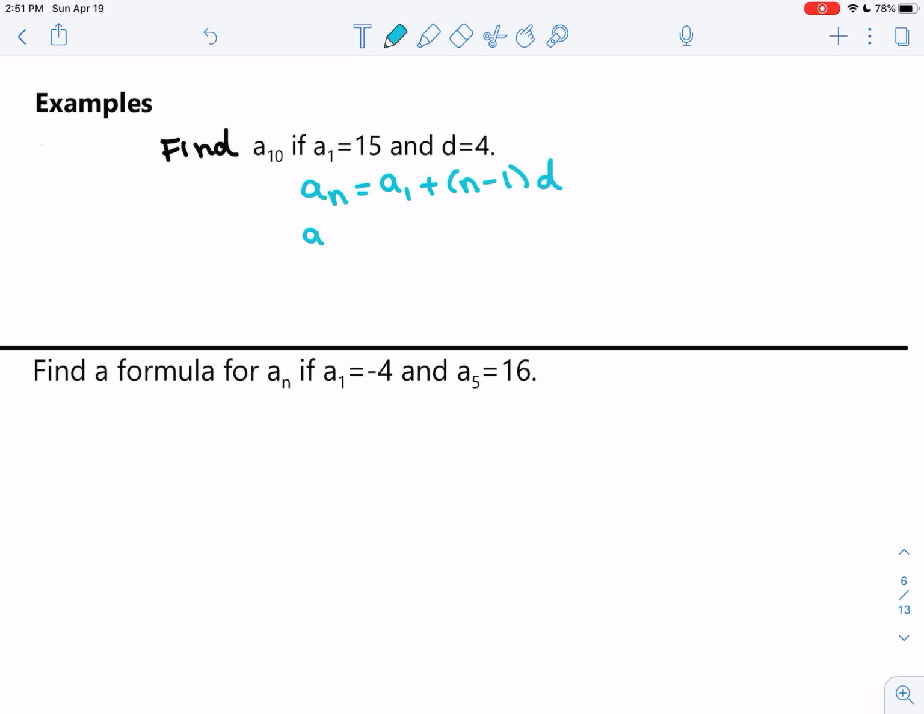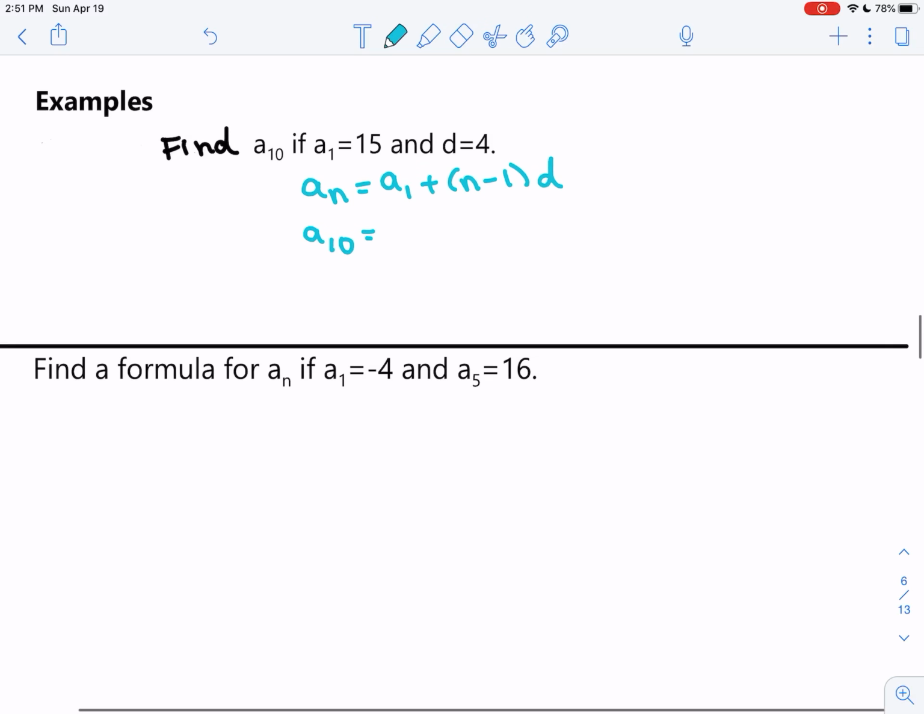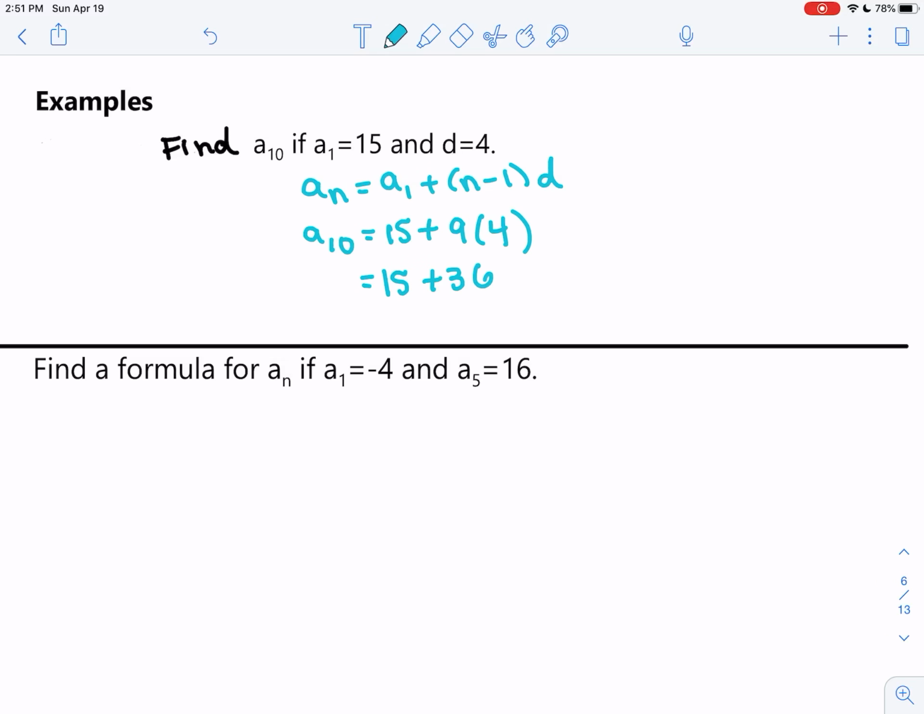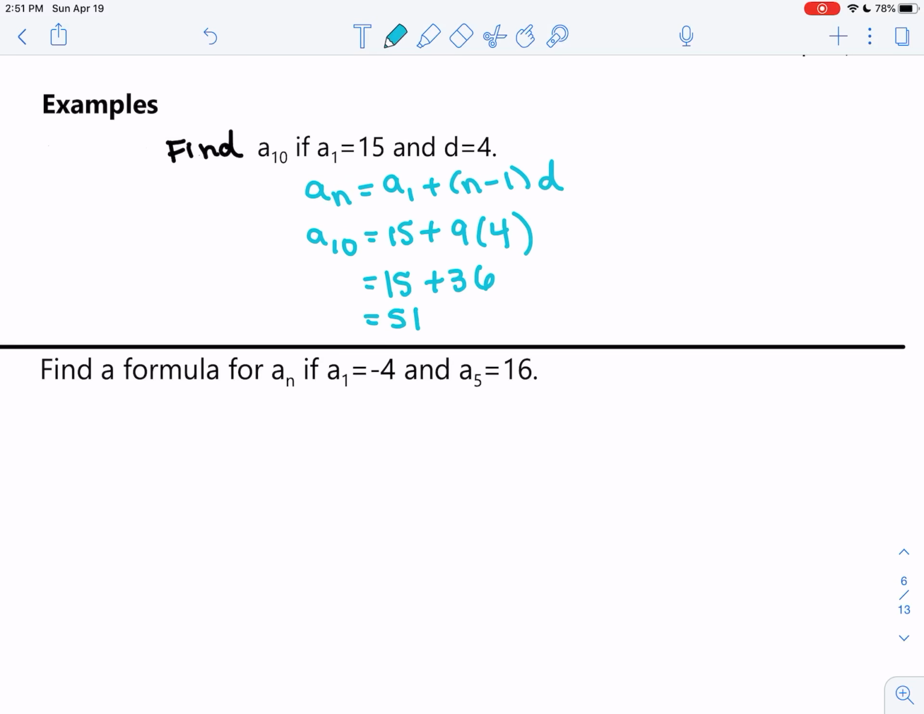So if I want to find the 10th term, I'm going to take the first term, which is 15. Now, how many times do I need to add D? Well, n minus 1. 10 minus 1 is 9. And D is 4. So we've got 15 plus 36. So what do we have here? 51. Okay, so the 10th term of this sequence is 51, and I got there without having to add 4 plus 4 plus 4 plus 4. We can get there a little bit faster with the formula.